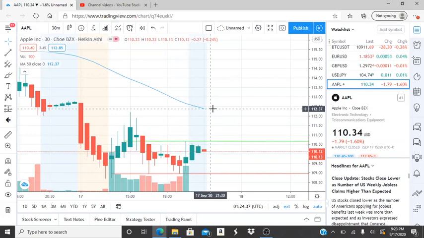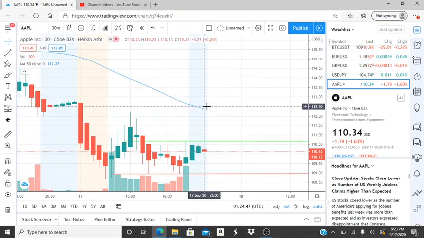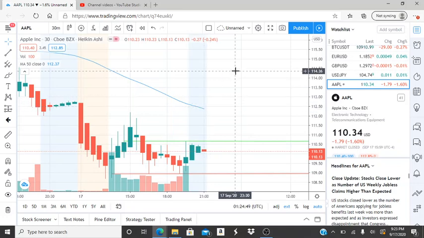112.37 is the 50-day moving average. The bulls need to break through 112.37. They need to break through it, turn it into support, and work their way up to newer highs, further away from the 50-day moving average in an upward direction so that they can get into bullish territory and this can start to see new highs.